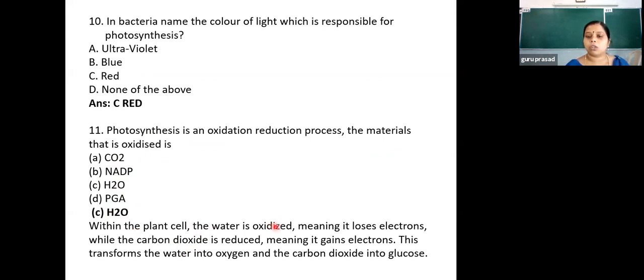Within the plant cell, the water is oxidized, meaning it loses electrons, while carbon dioxide is reduced, it gains electrons. Carbon dioxide gains electrons and becomes reduced, whereas water loses its electrons and becomes oxidized. So this transforms the water into oxygen and carbon dioxide into glucose. That's why the substance undergoing oxidation is water.